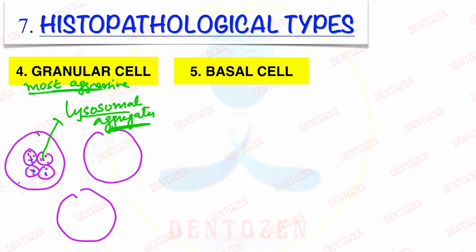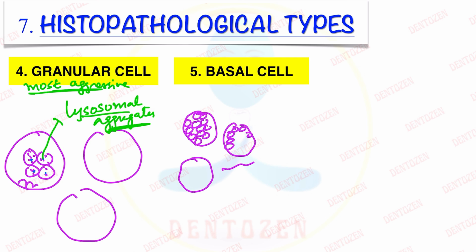Granular cell change can even extend to the peripheral cells. Now we talk about the basal cell type. In this, small nests of cells are seen, but the central stellate reticulum cells are not seen. All the cells look similar to basal cells, so they are called basaloid cells. They can be present in the form of nests or in sheets. These cells can look histopathologically similar to the cells of basal cell carcinoma, so that can be the histopathological differential diagnosis.